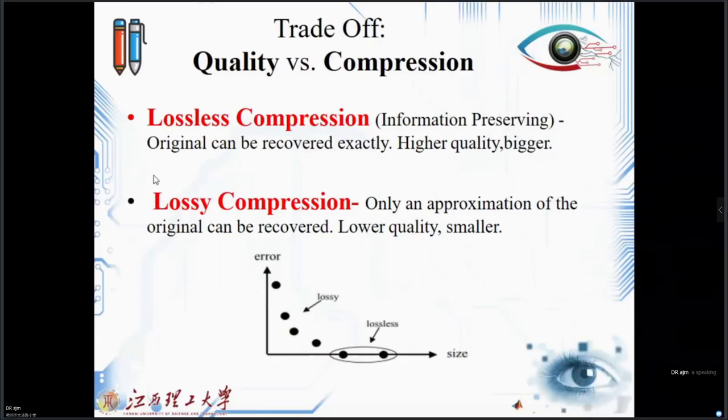The trade-off of quality with compression. Lossless compression is information preserving, so the original can be recovered exactly, with higher quality and bigger size. And lossy compression is only an approximation, the original cannot be recovered exactly. It has lower quality and a smaller size. We have the error and size axes here in the graph that I bring. You see lossless means that the data can be recovered exactly. And you will see the lossy data on the graph, which has lower quality and smaller size.